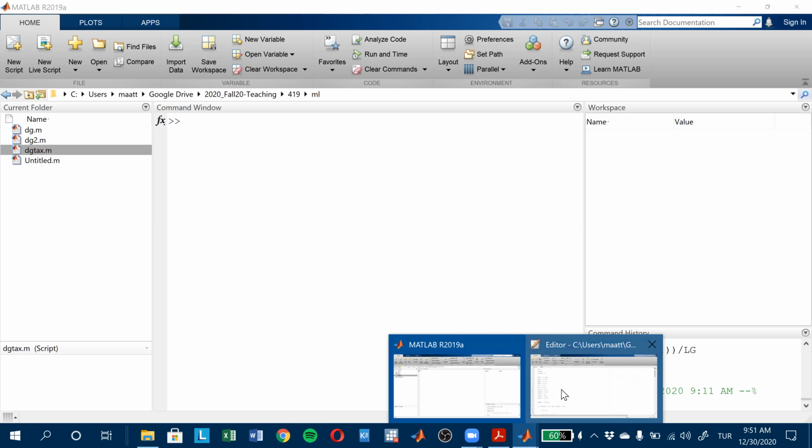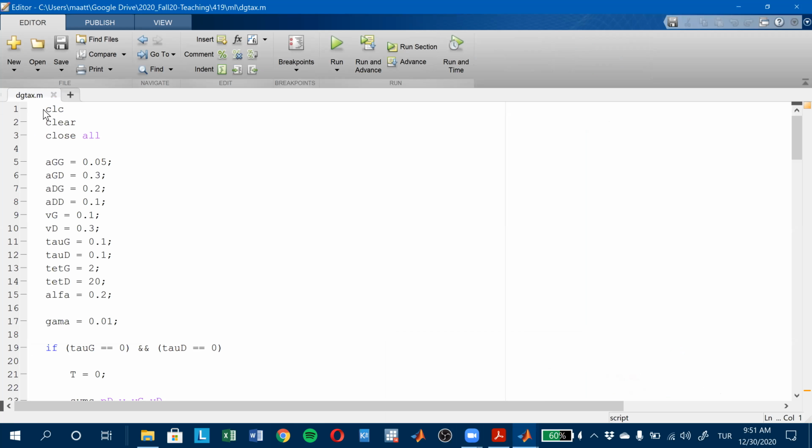Now here, this is the script I wrote for this example, dirty green text. So it is dgtext.m. M is the file extension here. So these are some clearing commands. CLC clears the command window, clear command clears the workspace, and close all basically closes all the windows and other stuff.